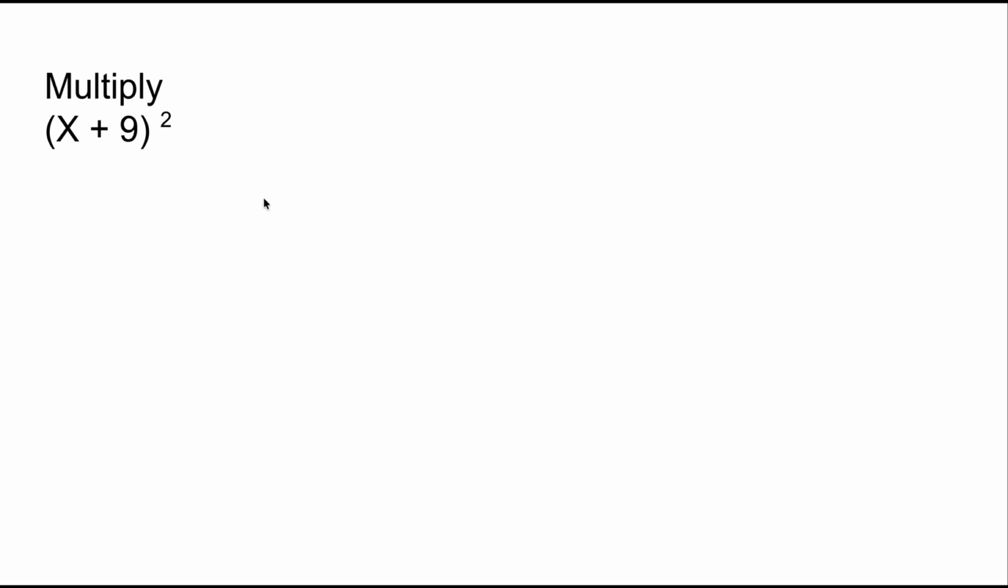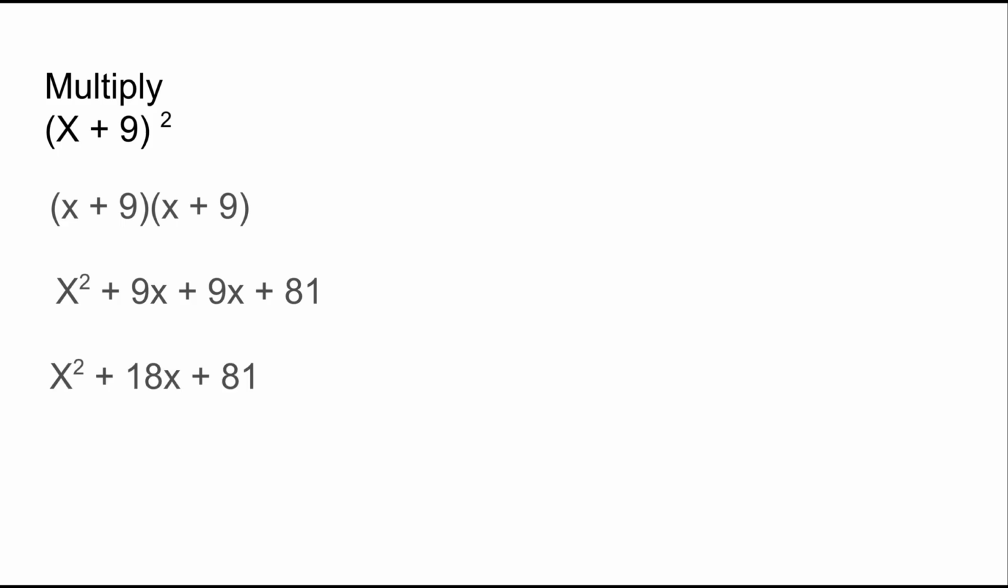Okay, now here is a binomial squared. When you see this, I want you to write it out all the way. Instead of saying squared, we're going to write x plus 9 times x plus 9. Then we're going to multiply it together. x times x, x squared. x times 9, 9x. 9 times x, 9x. 9 times 9, 81. 9x plus 9x is 18x. x squared plus 18x plus 81.